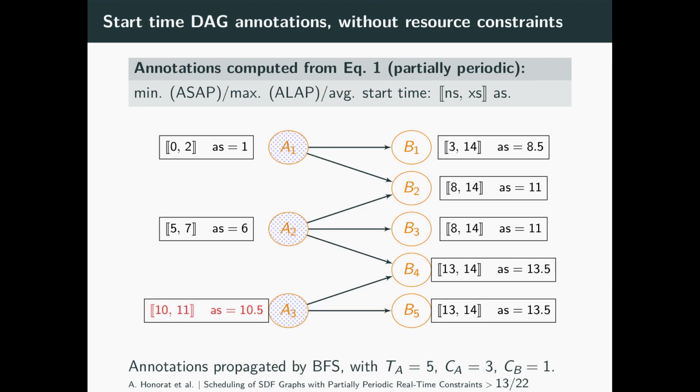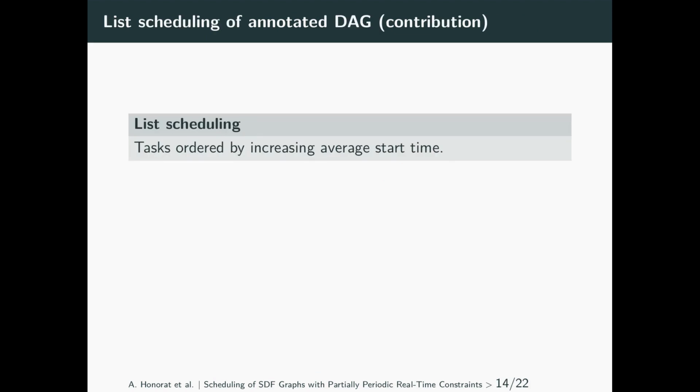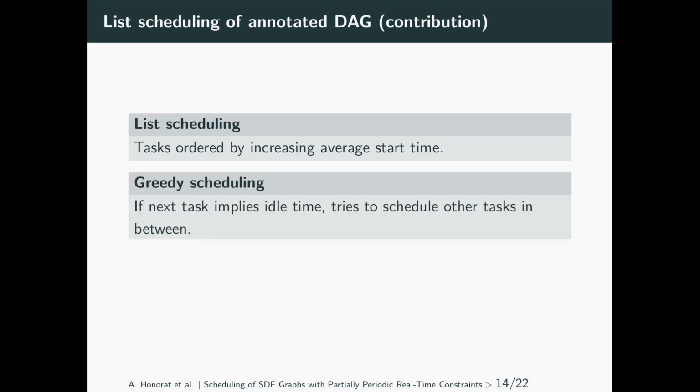These start time annotations are crucial for our scheduler. We will use the average start time as sorting criterion of the ready firings. Indeed, our heuristic is quite similar to list scheduling, where firings are sorted by increasing average start time. Moreover, our heuristic is greedy and tries to fill the idle time with tasks which are ready earlier, thus sometimes breaking the order of the list.